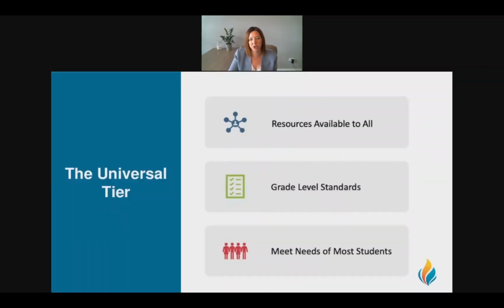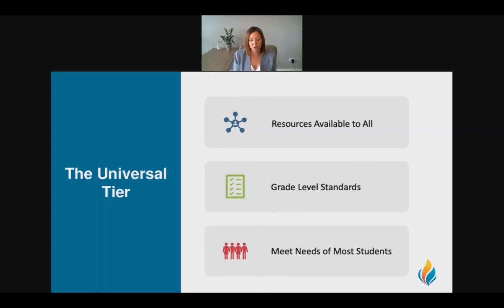Thank you so much for sharing those ideas. And I like the last one that I see right now: beneficial to students with special needs and all students. Yeah, so when we're thinking about the universal tier, we're really thinking about the resources that are available to all students.